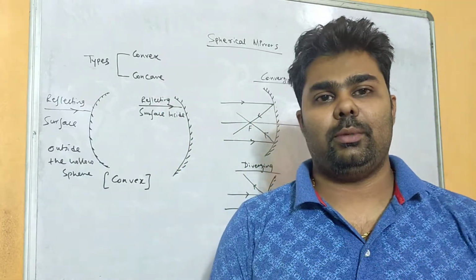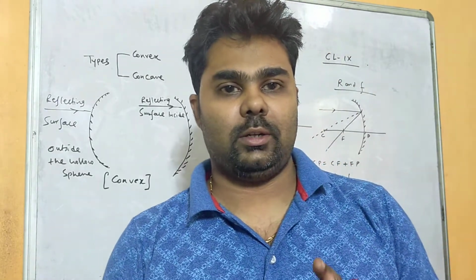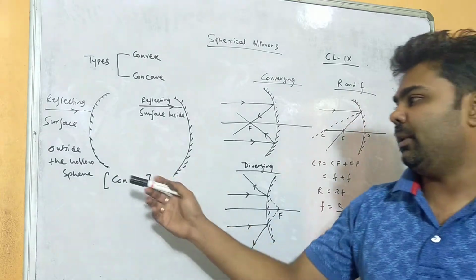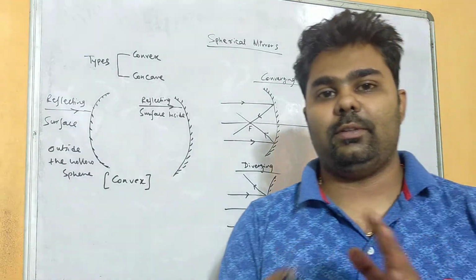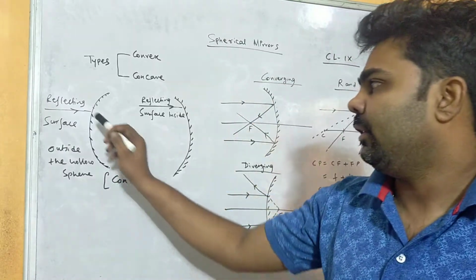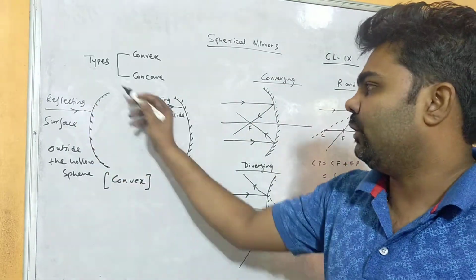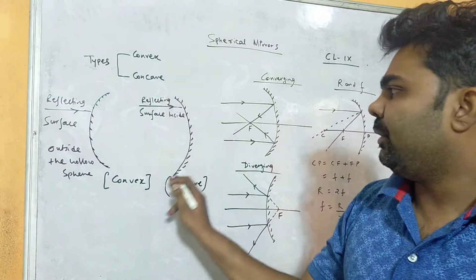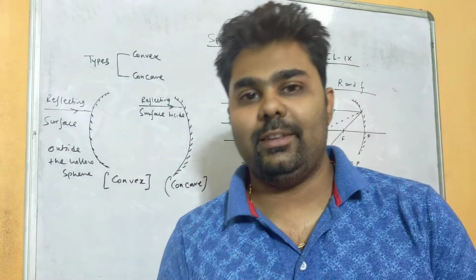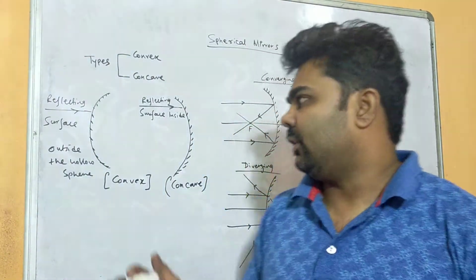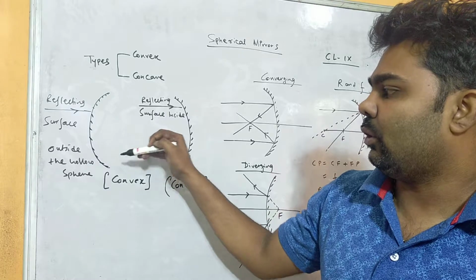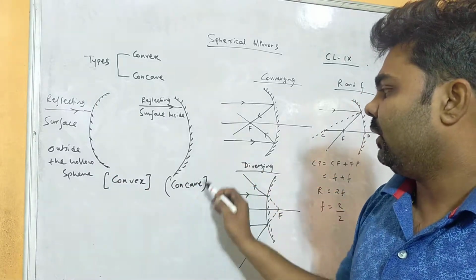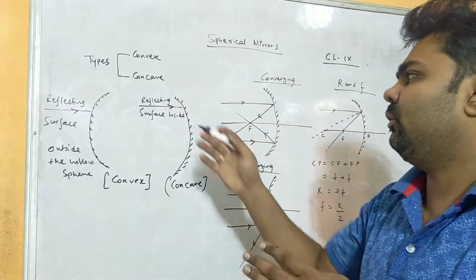In my last class, in my interactive classes also, we discussed the different types of spherical mirror, that is convex mirror and concave mirror. Convex mirrors are those mirrors in which the reflecting surface is outside the hollow sphere. Okay, so this mirror is called convex and this mirror is called concave, right? Concave mirrors are those mirrors where the reflecting surface is inside the hollow sphere. So you see, the silver coating is outside for convex and the silver coating is inside for the concave mirror. Okay, so these are the two types of mirror.